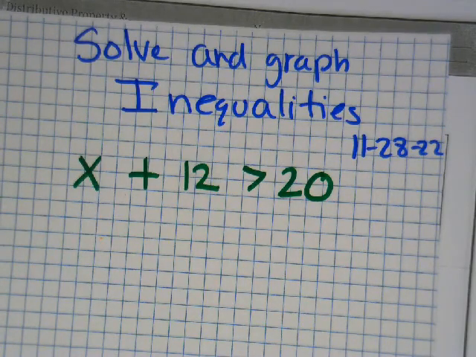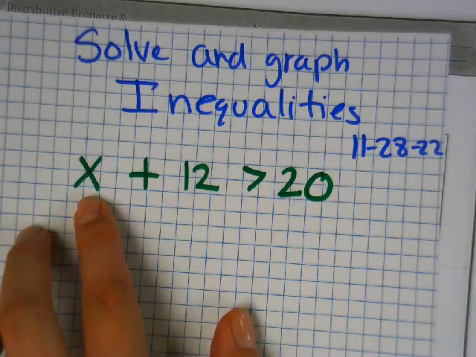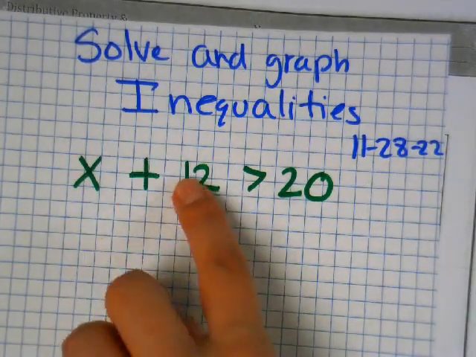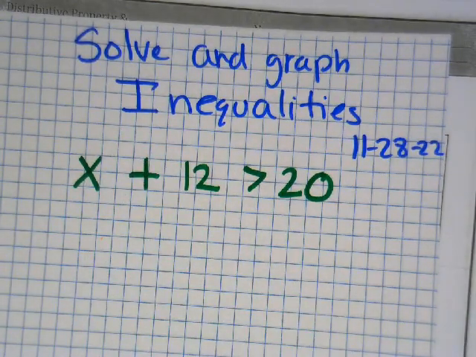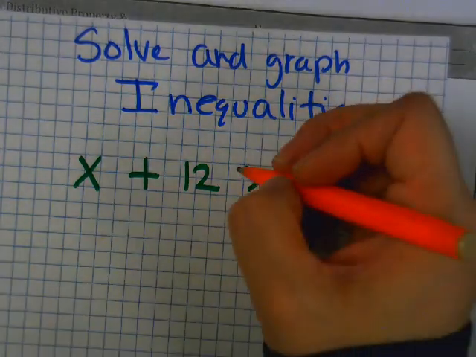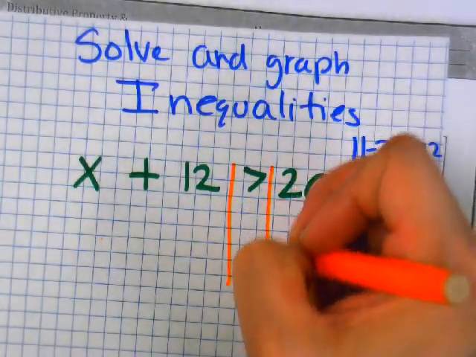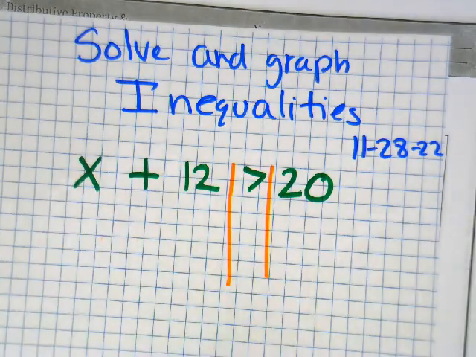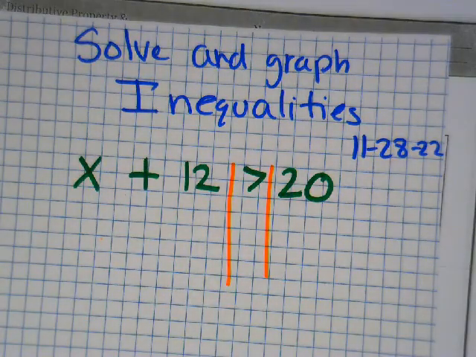So what we have to do is get rid of that plus 12. We just want X all by itself, right? This is in the way. I don't like it. I want to get rid of it, and it's very easy. First thing you're going to do is draw these bars that separate the left side from the right side. They're just there to help me show my work.